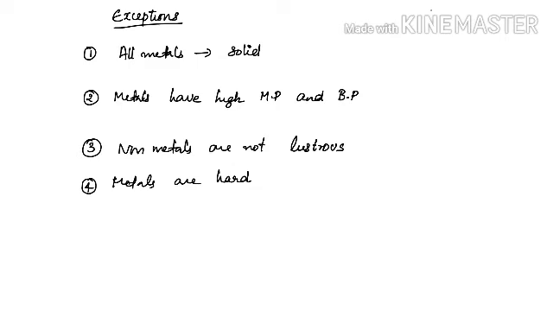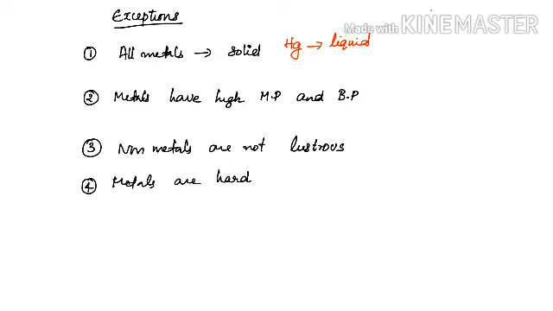In the first case, we have studied that all metals are solids. Metals normally exist in the solid state at normal room temperature. But the exceptional case is mercury, Hg. Mercury is not in the solid state. Hg is in the liquid state. Even though it is a metal, it won't exist as a solid, but as a liquid.